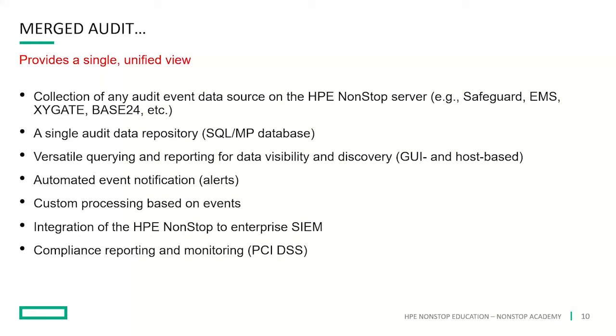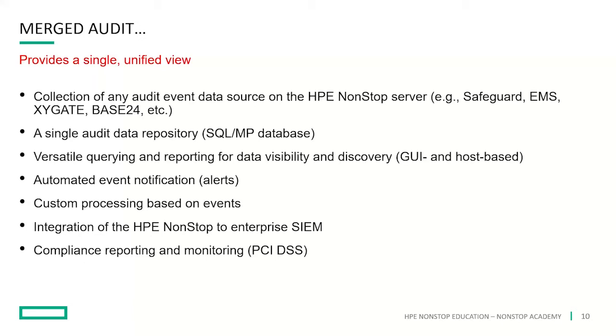If you want to know what happened between 8 and 9 a.m. today on your system, you can go ask Merged Audit for all of that data. I need to know what happened between 8 and 8:15 this morning because we had a problem. If Merged Audit has collected that data from any number of subsystems, you can get it. So you can say, oh, I need all the EMS events, all the Safeguard events, and all the XYGATE events that happened between 8 and 8:15 so I can troubleshoot this issue. Piece of cake. Again, it's a single data repository.